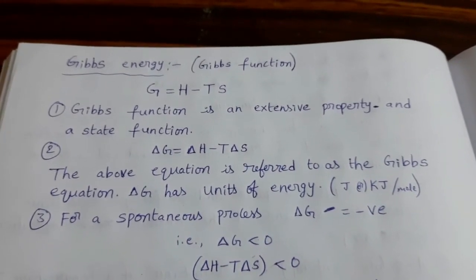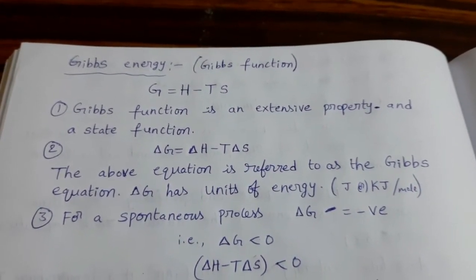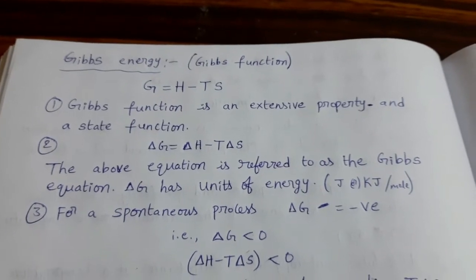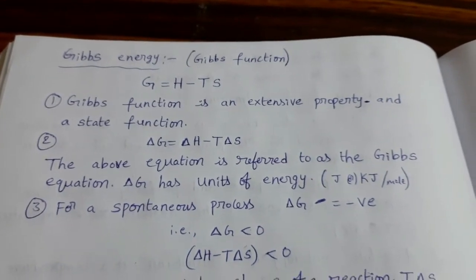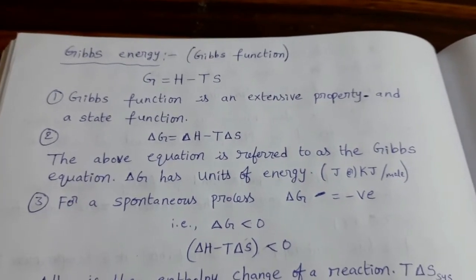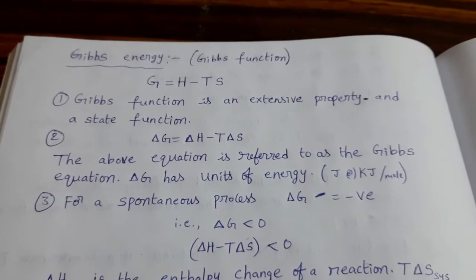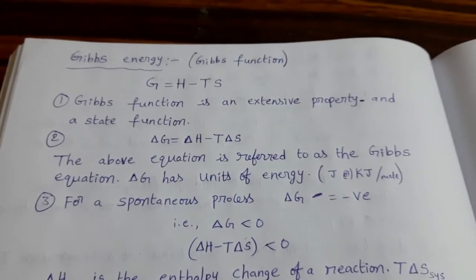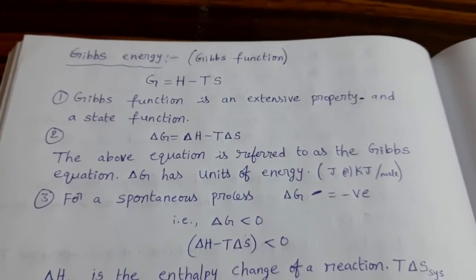See, the next thermodynamic property, Gibbs energy. It is also called Gibbs function. It is represented by the symbol capital G. So the formula is G equal to H minus TS. Here H means enthalpy, T is temperature in Kelvin scale, S is entropy.